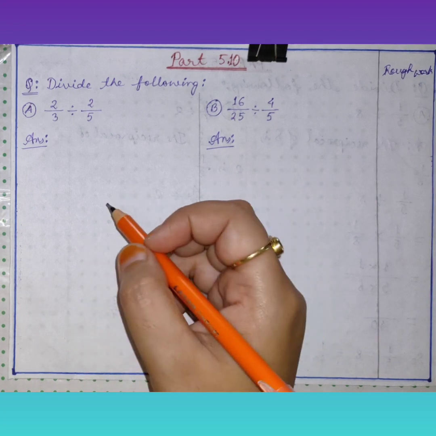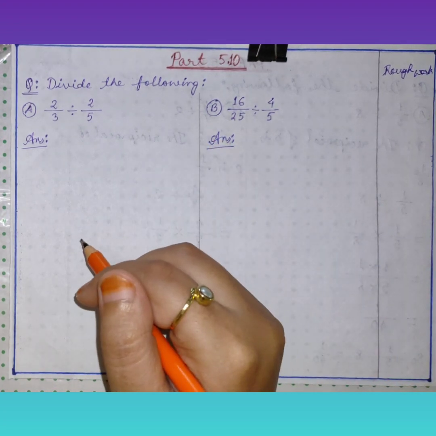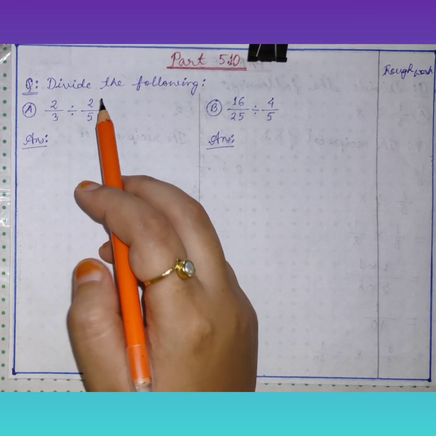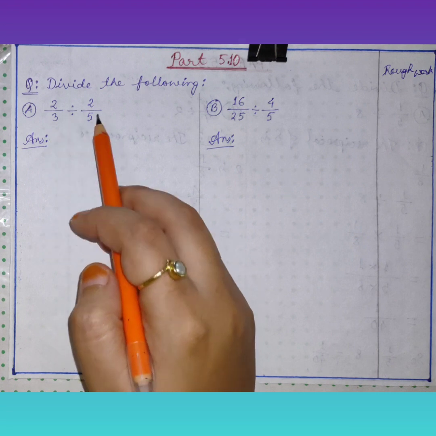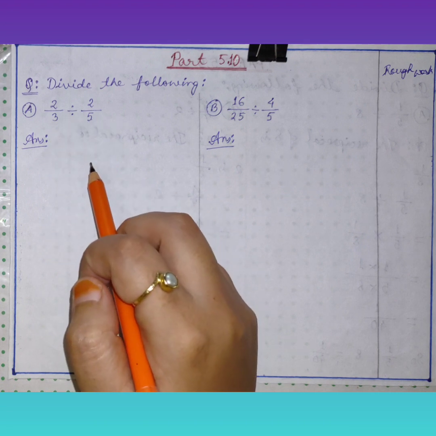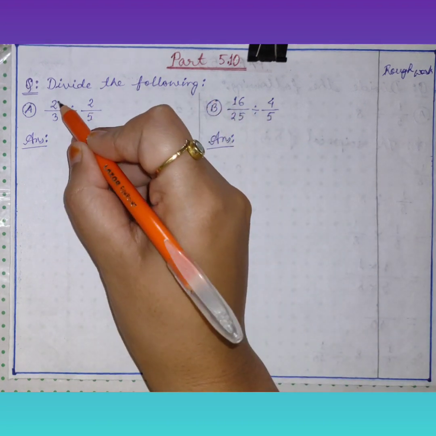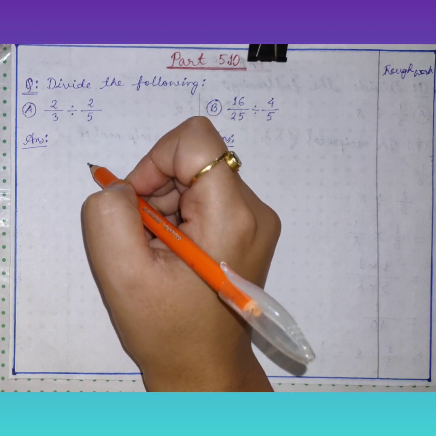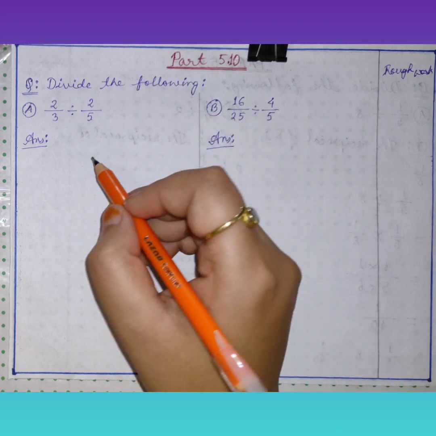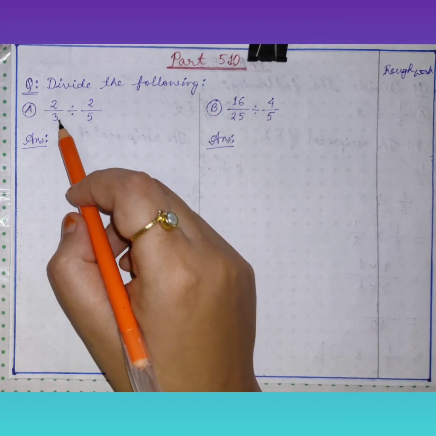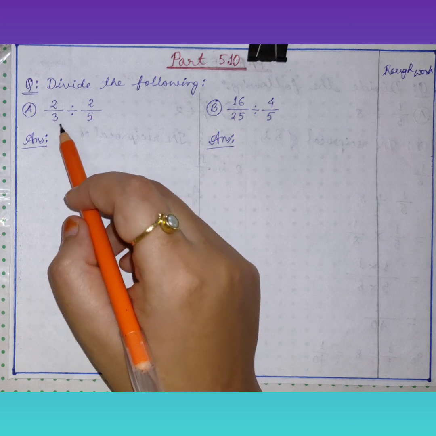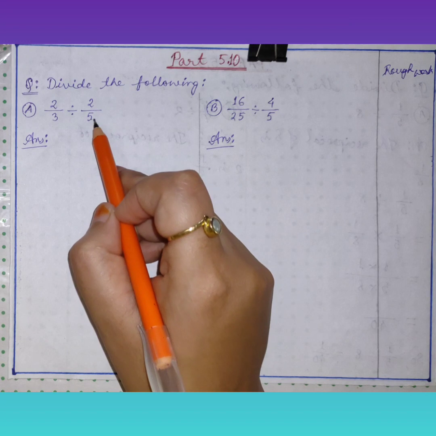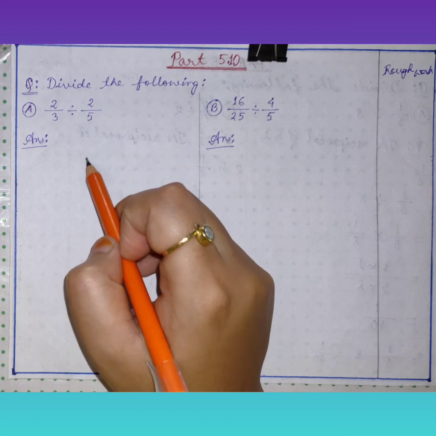Now let us recall how to divide fractions by fractions. To divide a fraction by a non-zero fraction, multiply the dividend by the multiplicative inverse of the divisor. Here the first fraction is the dividend and the second fraction is the divisor. What we have to do? Multiply the dividend, that means the first fraction, by the reciprocal of the second fraction, right? So first of all, what we need? We will need the reciprocal of the divisor.